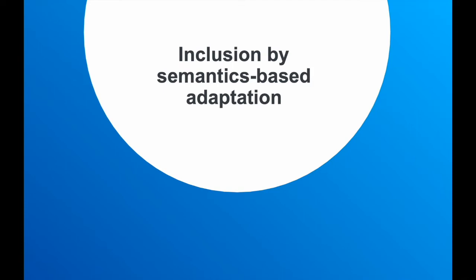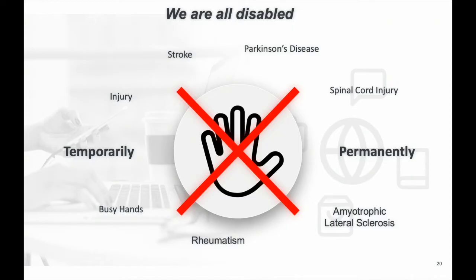Getting to the second part of my talk, inclusion by semantics-based adaptation. This is about semantics of the user interface that we want to reuse because we all are disabled, either temporarily or permanently. So I remember working on a laptop with my then baby on my lap, typing with one hand. That's one of the nice ways where you're in a certain way handicapped. Of course, other people are permanently handicapped, and for all kinds of reasons.